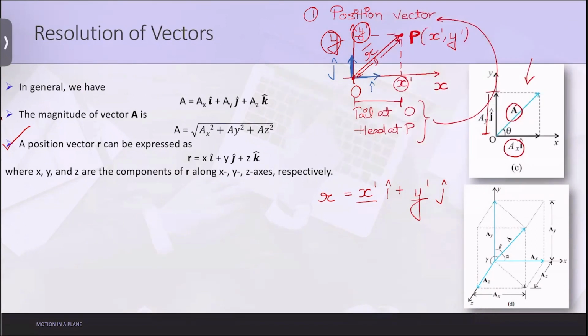Therefore, what we can write? We can write that this position vector R, which is a vector, is equal to 2 different vectors. Okay. So i cap and j cap are vectors only. Similarly, we can write this as equal to x dash i cap plus y dash j cap. Okay, so that is how we understand this situation using your 2D plane or 2 dimensions.